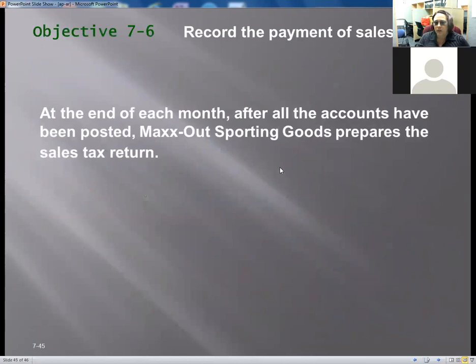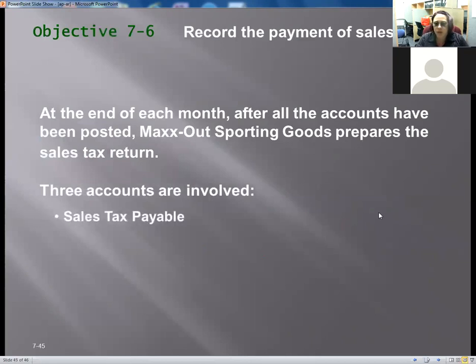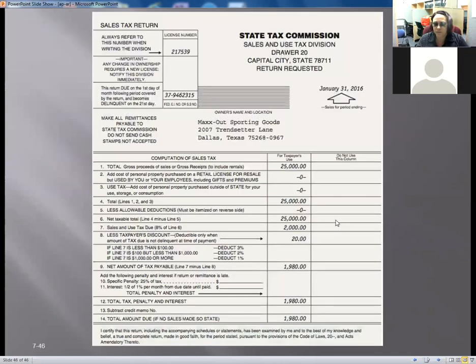At the end of the month, after all accounts have been posted, the sporting goods company prepares the sales tax return. This is always important too, that you check your sales tax to make sure everything's right as well. In QuickBooks, you have two or three reports that you can print out and check against your actual sales tax payable to make sure everything's kosher. There are three accounts involved in paying sales tax. You've got your sales tax payable, your sales, and your sales returns and allowances. These three accounts always have to be looked at when you're paying your sales tax.